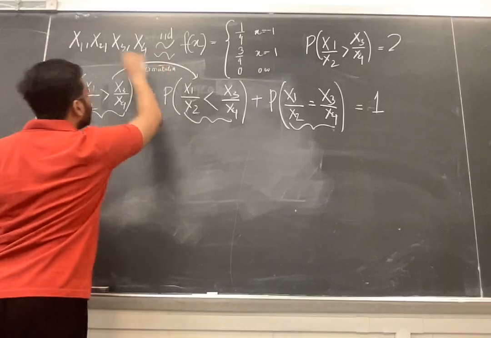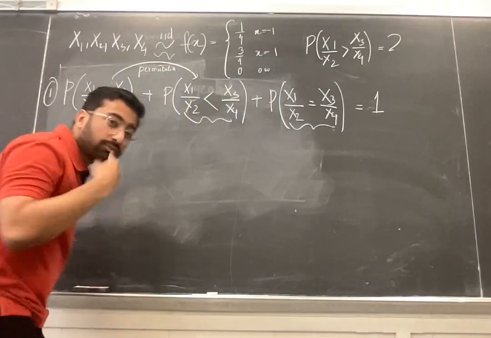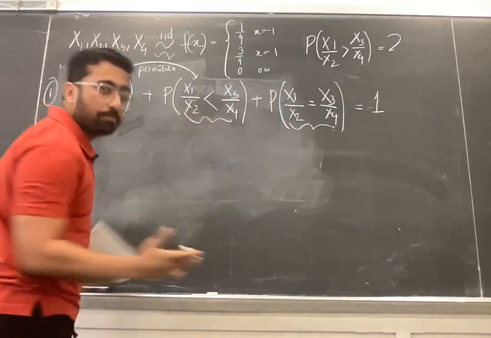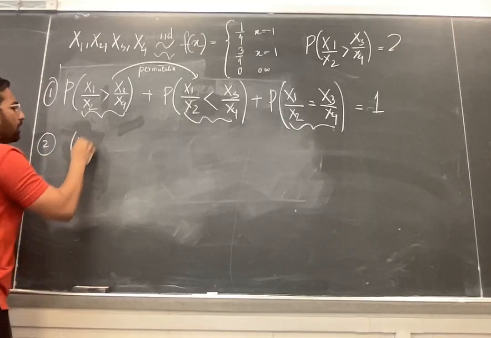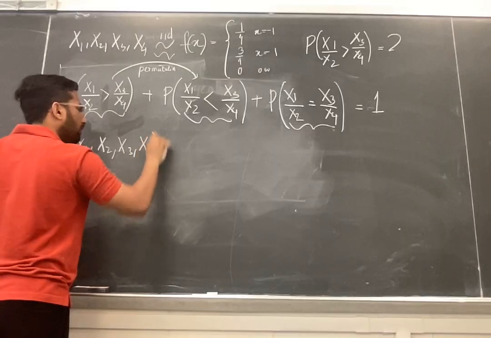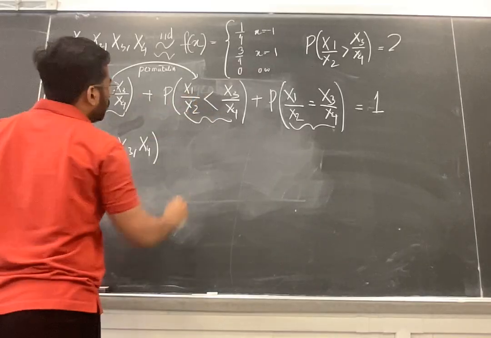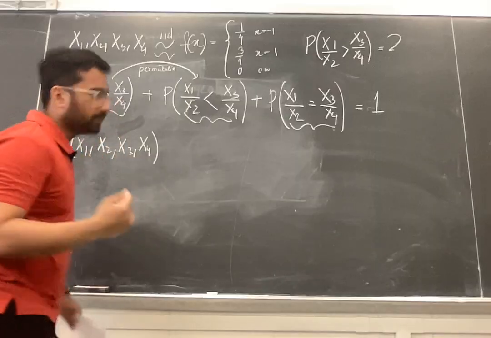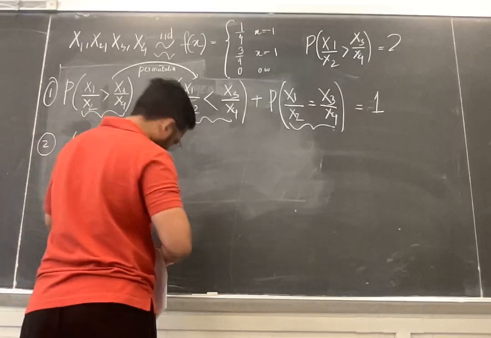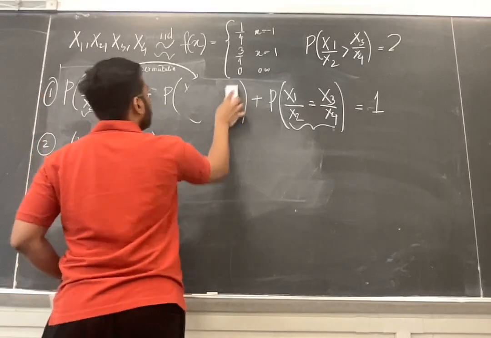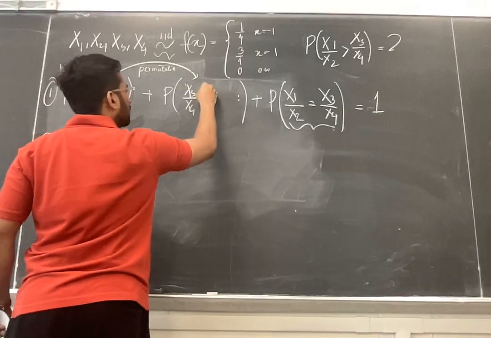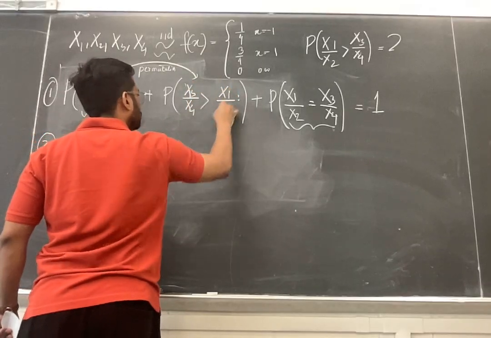And by that permutation, let's formalize that. If you permute this, then these will be the same probabilities. So how to do that? Here you start with x1, x2, x3, x4. Let's see how this expression will look like this term. Let's rewrite this as the probability that x3 by x4 is greater than x1 by x2.